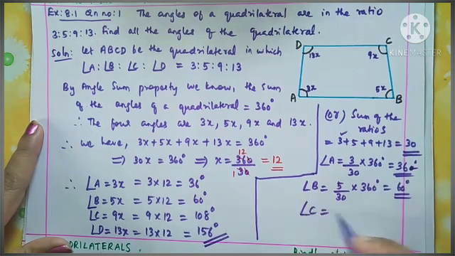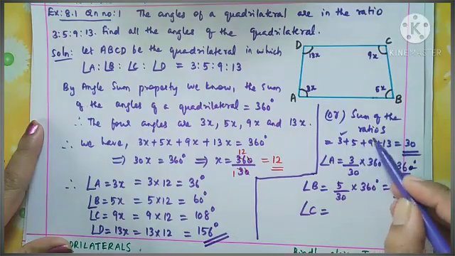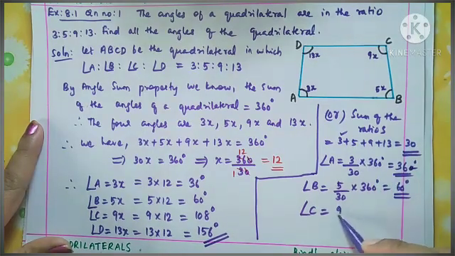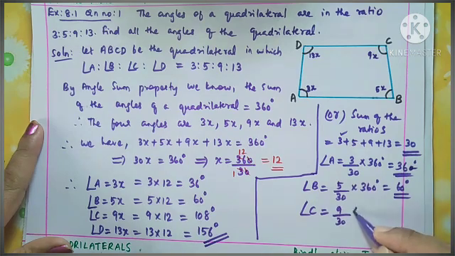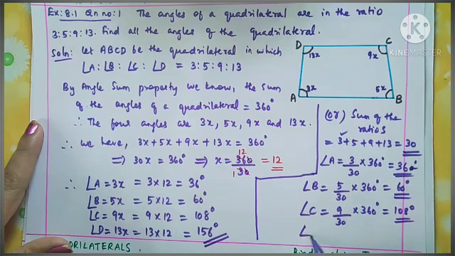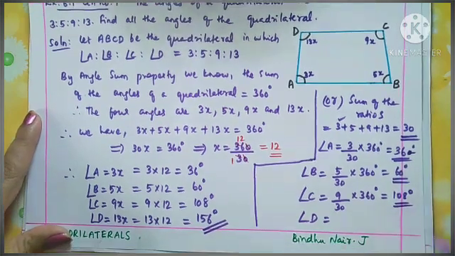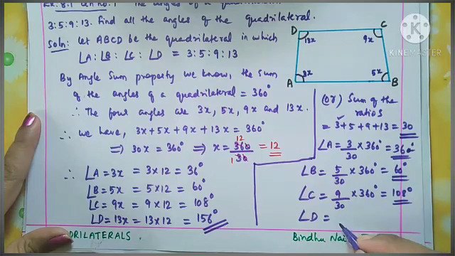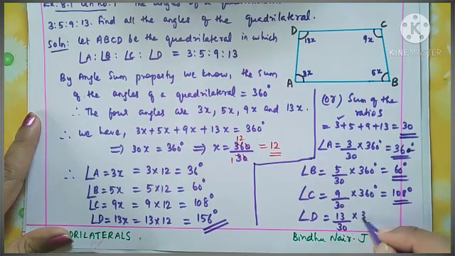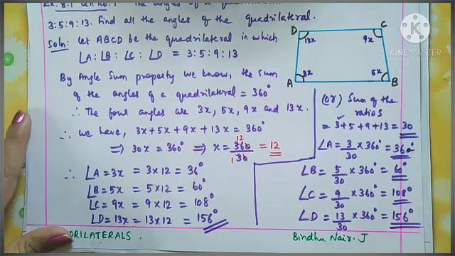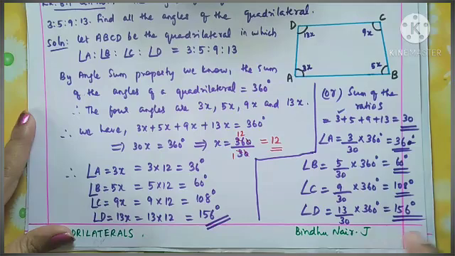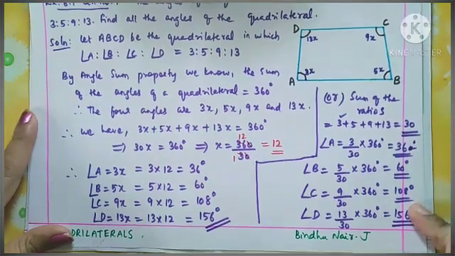Angle C, if you want to find angle C, the ratio is given 9. So 9 out of total ratio into 360. Okay, that you will get 108 degrees. Similarly, angle D, 13 is the part of angle D. So 13 out of 30 into 360 degrees, you will get 156 degrees. Okay, so in this way also you can calculate each of the angles.